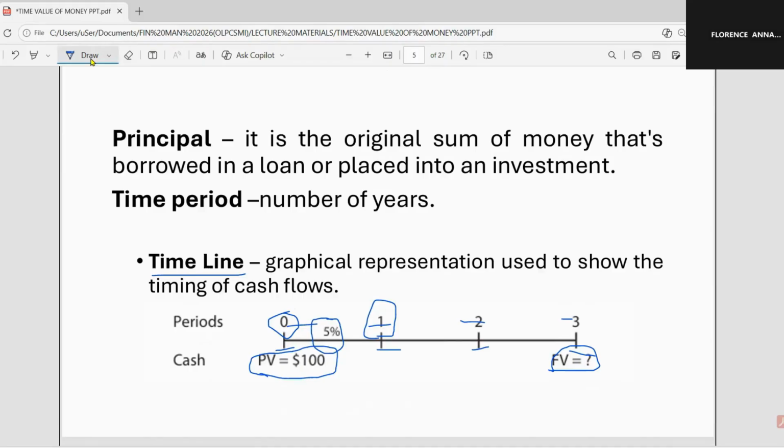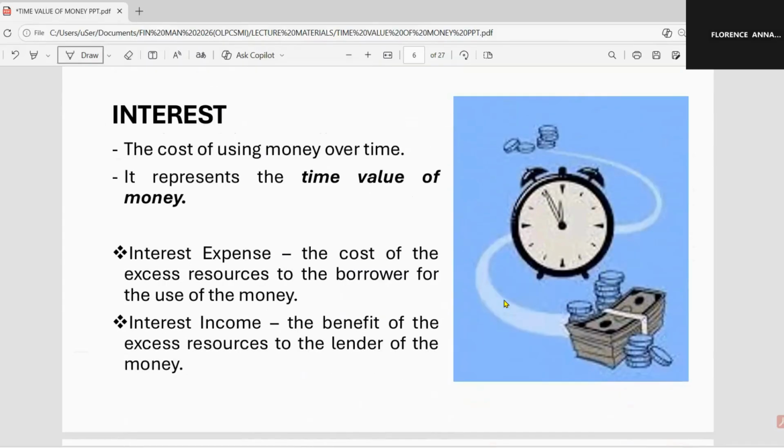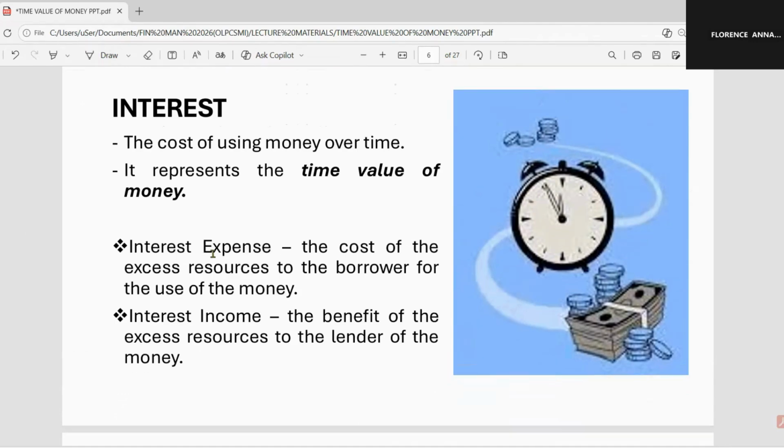At kapag sinabi nating interest, ano ba yung interest? Interest is the cost of using money over time. It represents the time value of money. It can be an expense or income, depending sa perspective that we are looking at. Pag interest expense, it is the cost of the excess resources to the borrower for the use of the money. And kapag interest income naman, it is the benefit of the excess resources to the lender of the money.